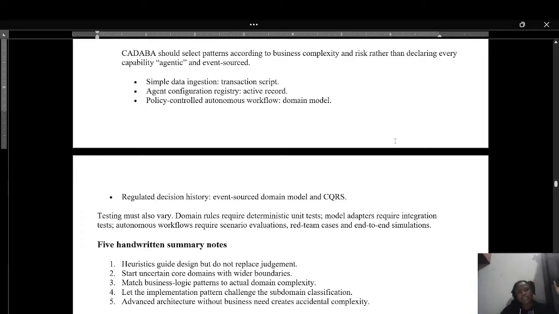So if the data ingestion is simple, design a simple transaction script. For agent configuration registry, use active record. For policy control autonomous workflow, for instance, use domain model. For regulated decision history, use event sourcing, domain model and CQRS. So this is how you can go about it.